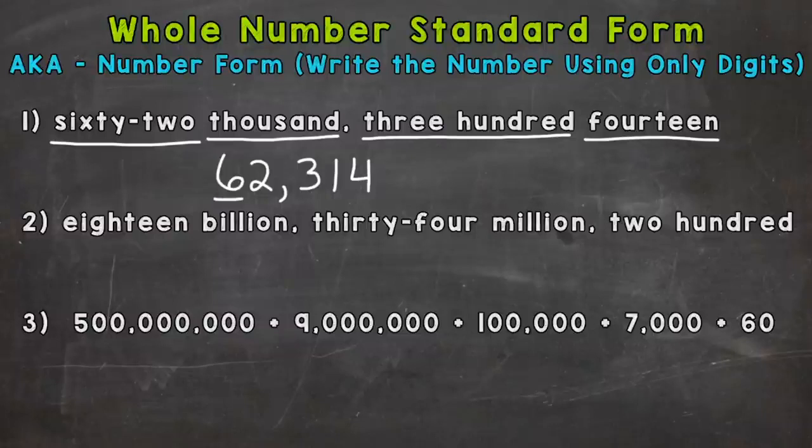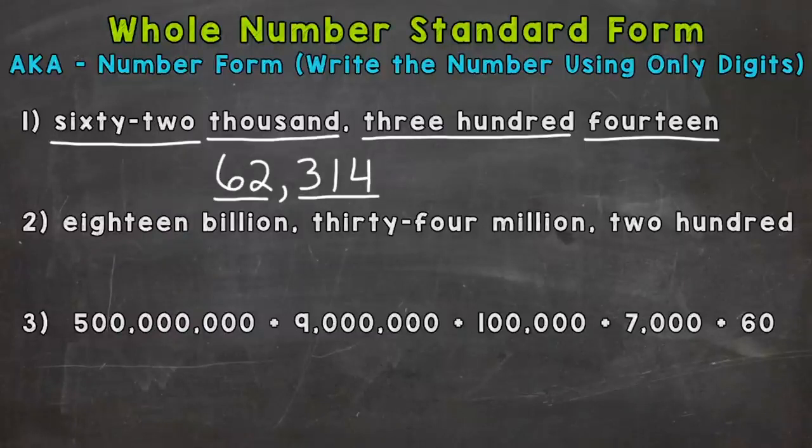So 62,314. Read it out loud and make sure it matches that word form. And in this case, we properly went from word form to standard form. So on to number 2, where we have a larger number in value here. So we're going to step it up a notch.